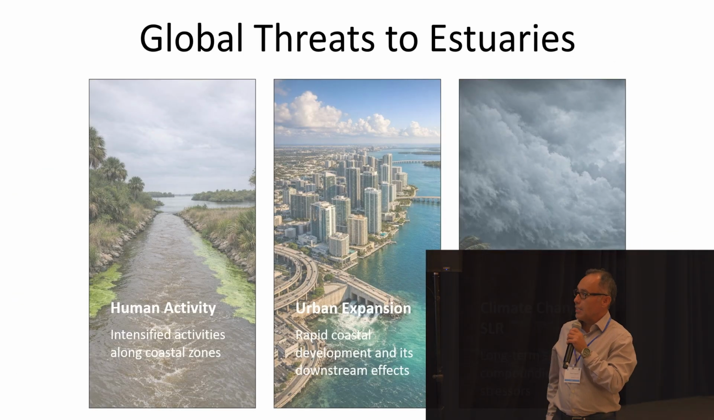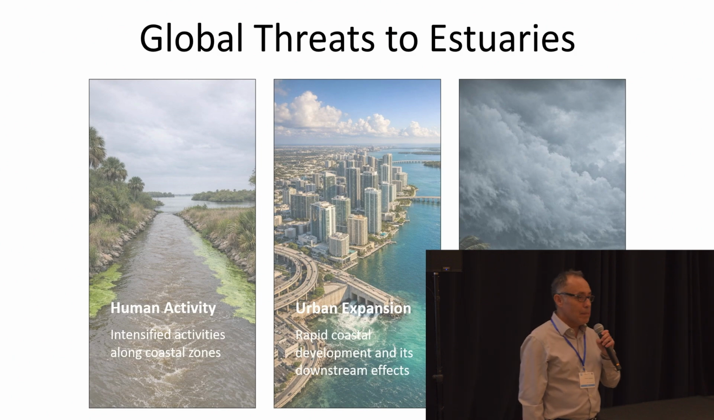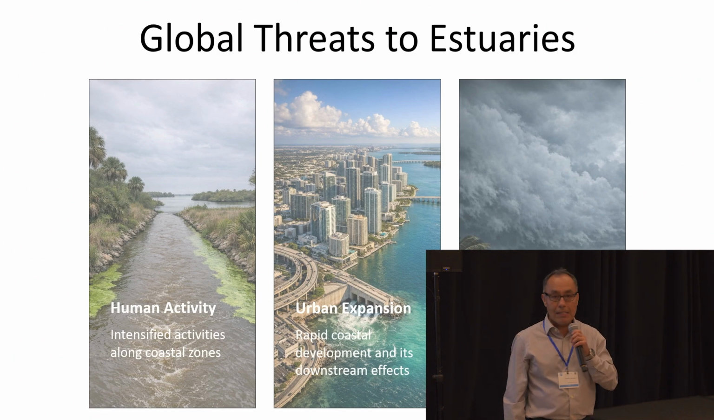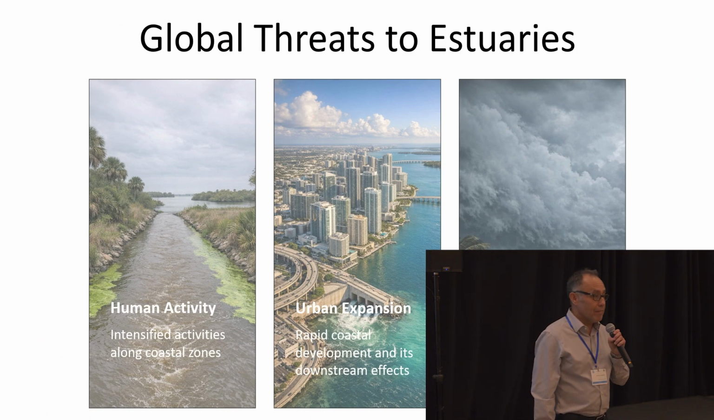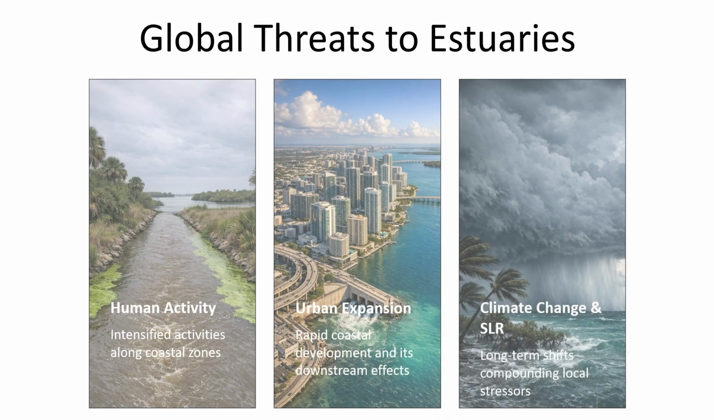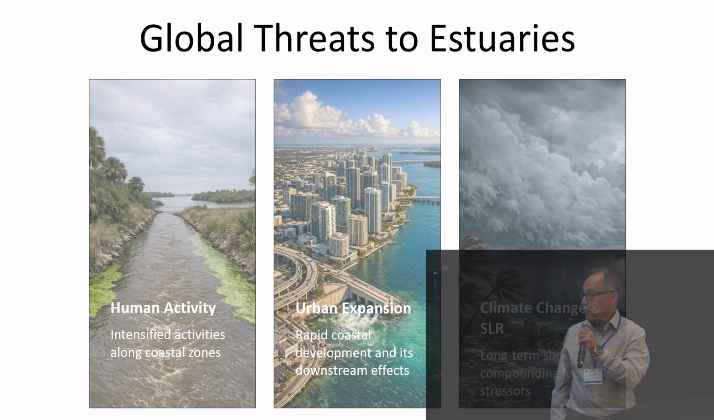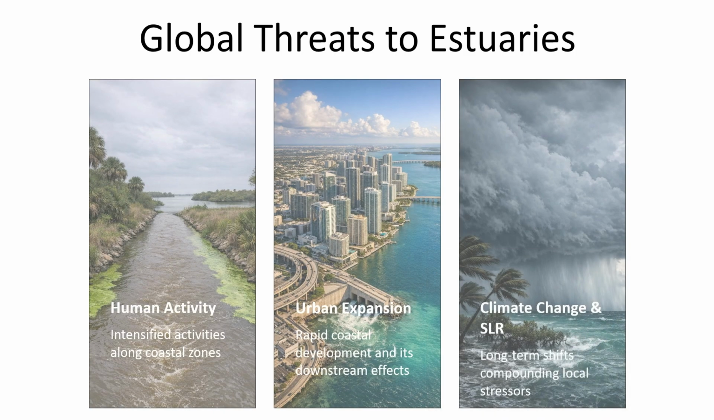Despite these characteristics, at the global level, we know that estuaries are facing significant impact, pressure, and vulnerability because of a combination of different factors, including human activities that increase in the coastal zone. Also, we have urban expansion and the cascade of events that have significant impacts on the ecosystems, and the combination of climate change and sea level rise. So the interaction of all these factors influences the vulnerability of these coastal systems.